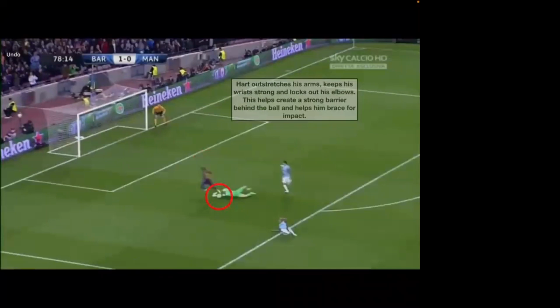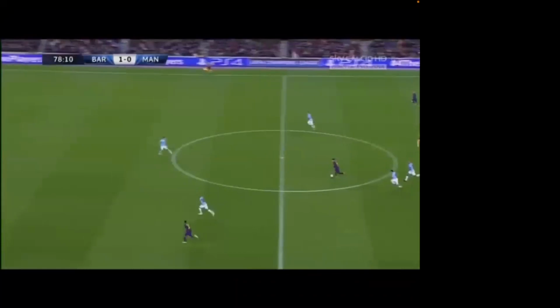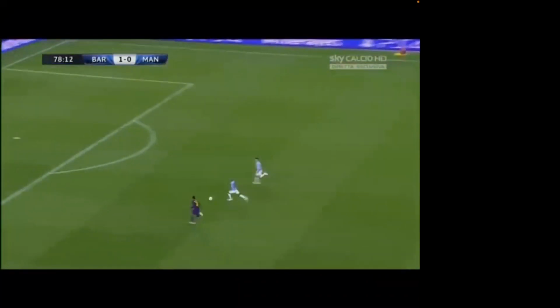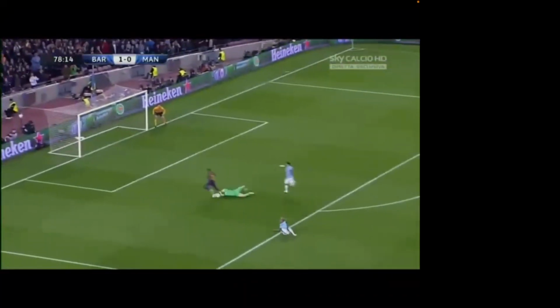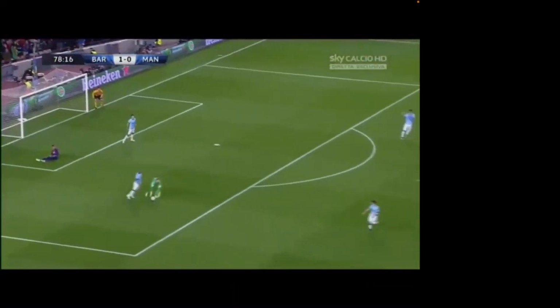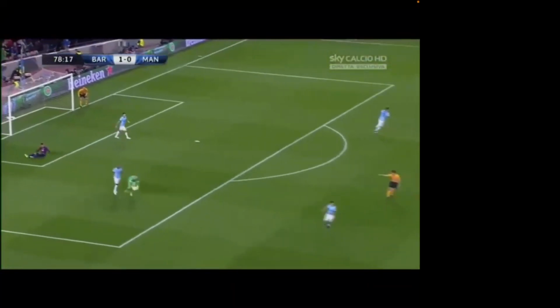Now you can see his arms are locked out, he's got strong wrists, and effectively he's created a strong barrier behind the ball. He's braced for impact, and he's come out on top in that scenario. So beat the last man, heavy touch, smother, secured the ball, prevented a goal scoring opportunity.